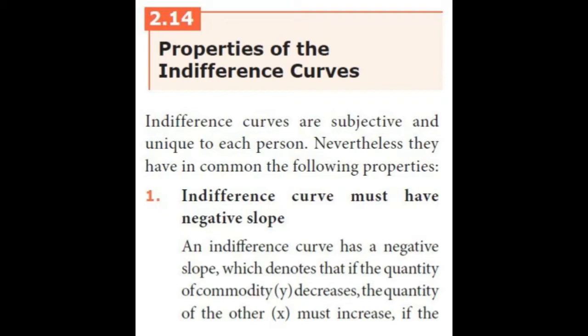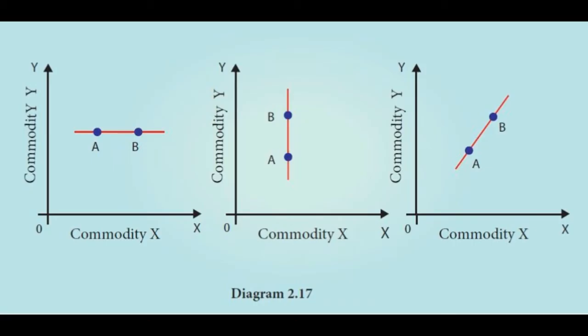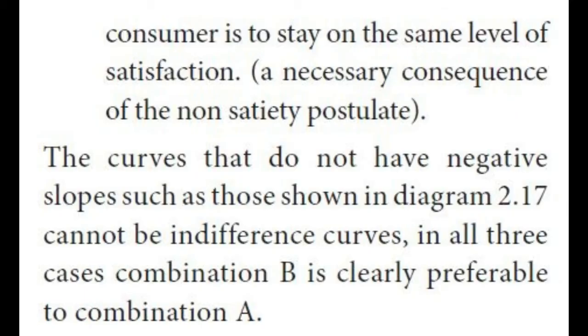In diagram 2.17, the curve does not have a negative slope, so the curve cannot be an indifference curve. All the curves in the 3 diagrams given cannot be indifference curves, because in all 3 cases of the combination, B is clearly preferable to A.